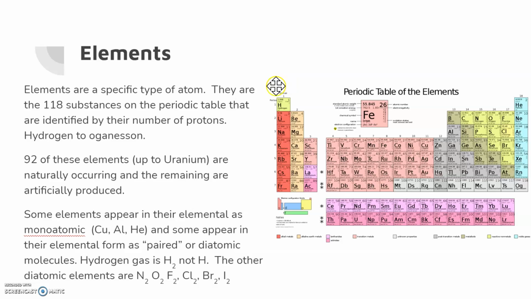So you can find them on the periodic table here, because here's hydrogen, and then the rest kind of make a 7, and there's 7 altogether. So nitrogen, oxygen, fluorine, chlorine, bromine, and iodine all exist as paired or diatomic elements.